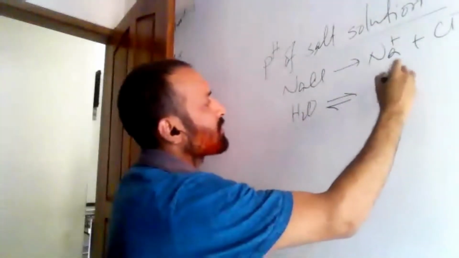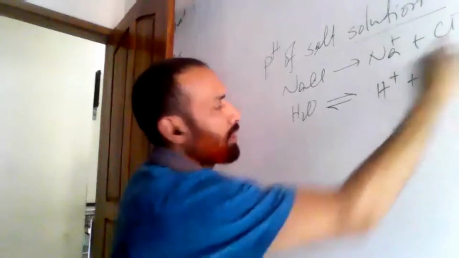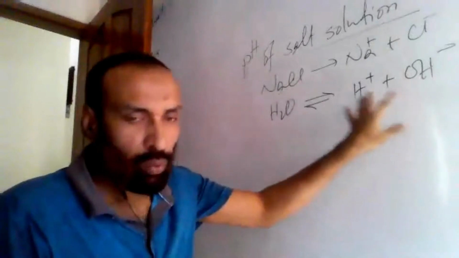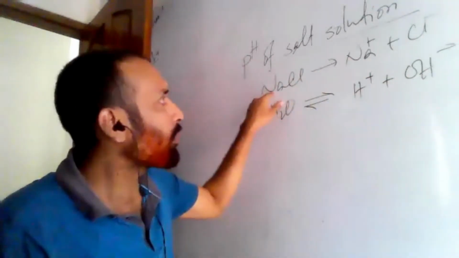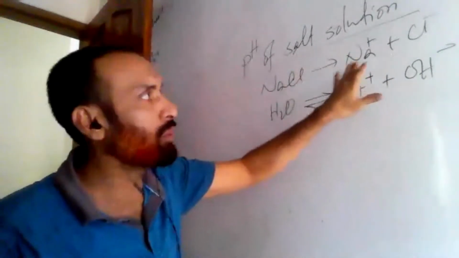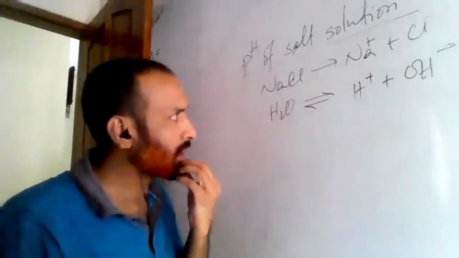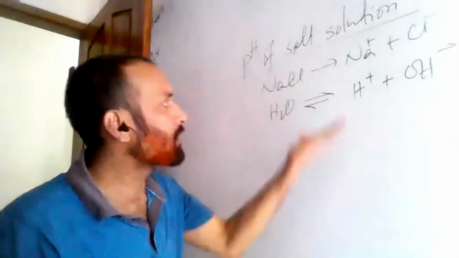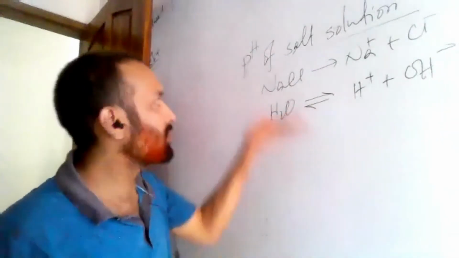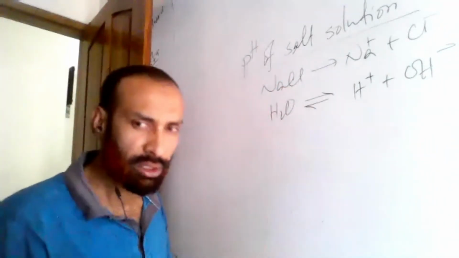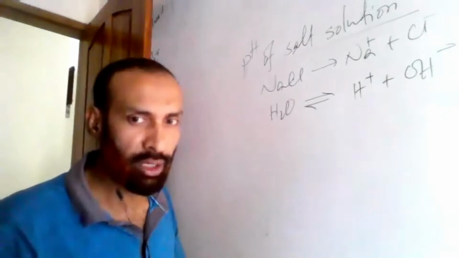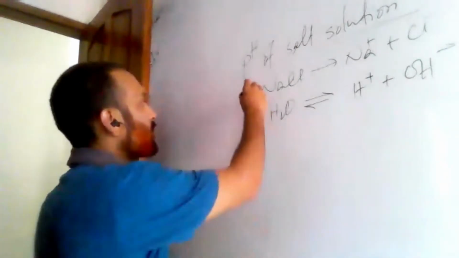And water splits into hydroxide ion and H plus ion. Water gives H plus ion and OH minus ion, and sodium chloride doesn't give any H plus or OH minus ion, which means that pH only depends on water. pH doesn't depend on sodium chloride, which means the pH of pure water and the pH of sodium chloride solution are almost the same. I'm giving an example of another salt.